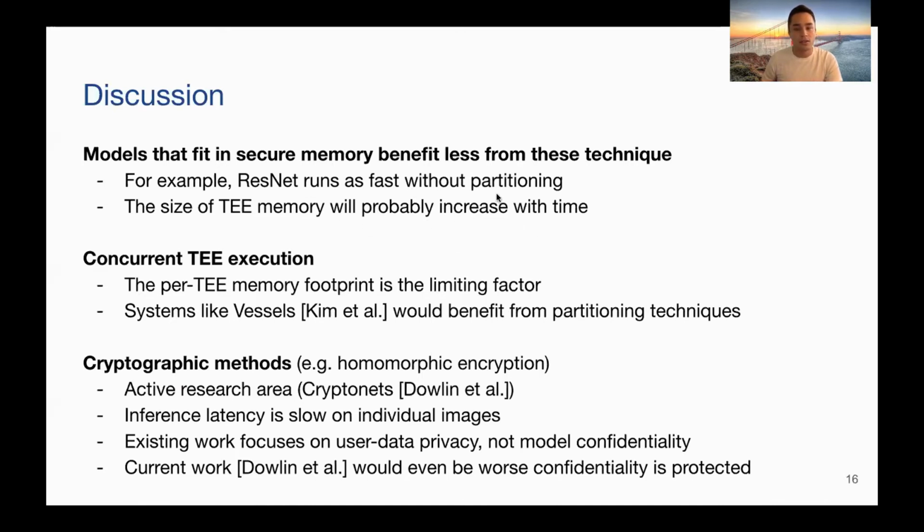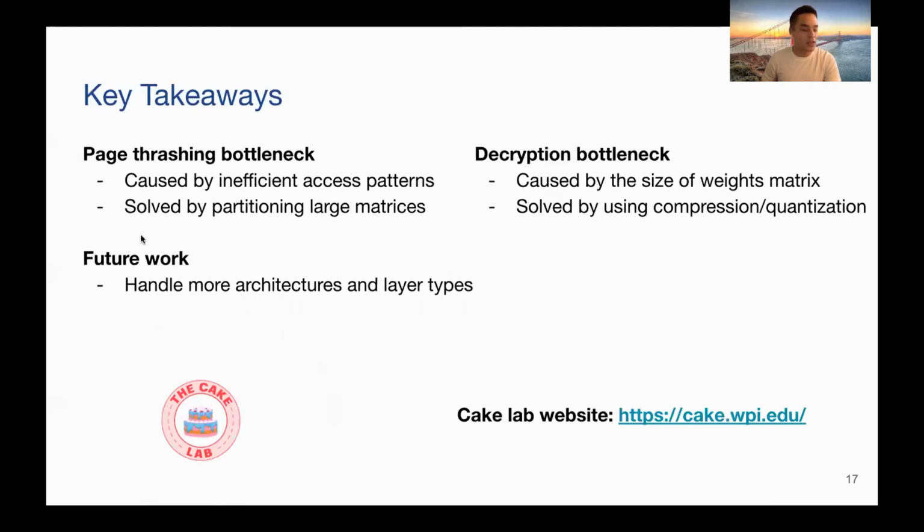Finally, the key takeaways for this presentation are that page thrashing is caused by inefficient access patterns in convolutional layers, and we solved it by using partitioning, while the decryption bottleneck is caused by the size of the weight matrix in fully connected layers, and we solved it by using compression and quantization. Future work should include handling more architectures and layer types.